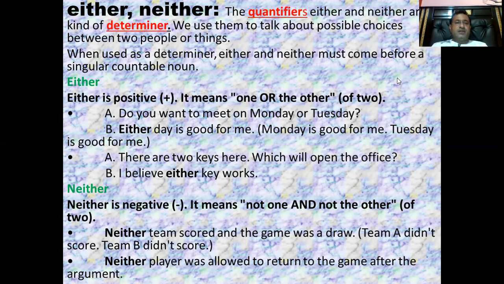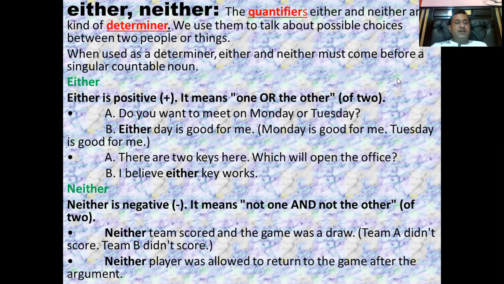You can say, do you want to meet on Monday or Tuesday? It means you can choose any day of your choice, whether Monday or Tuesday. So you can choose any one of them. Either day is good for me. Monday is good for me. Tuesday is good for me. So you can choose any of them. There are two keys here which will open the office. So two keys are there. So I think either of them, one of them will work. I believe either key works.